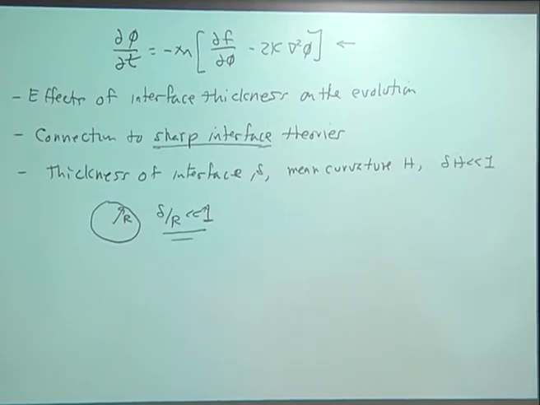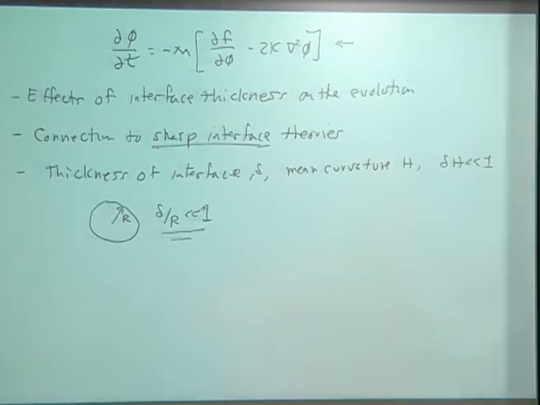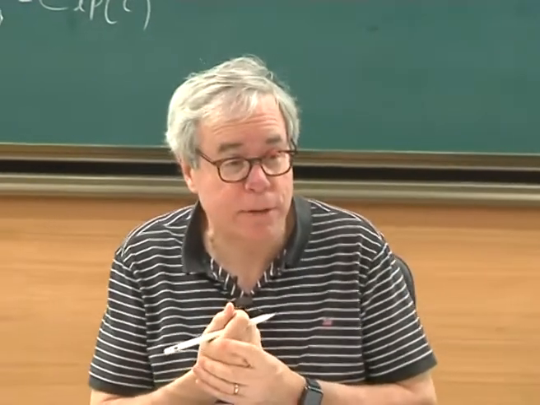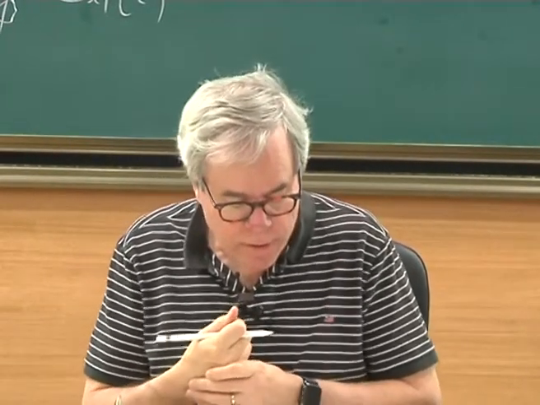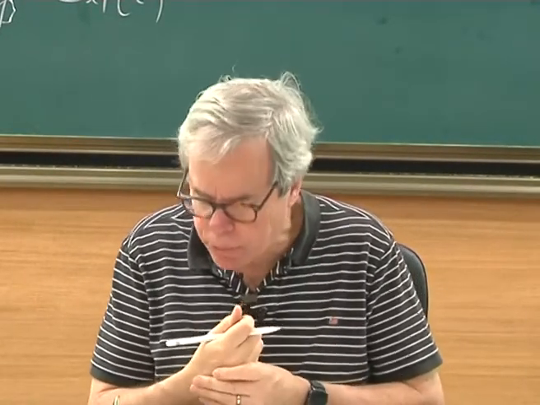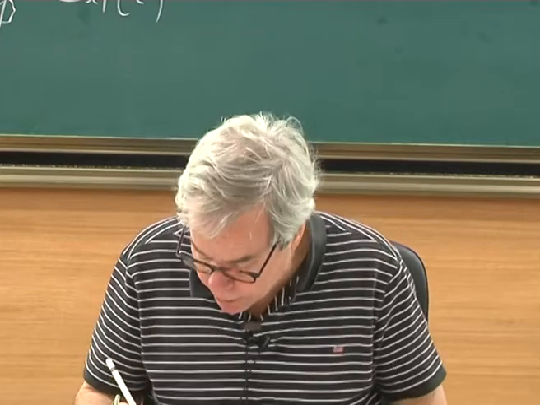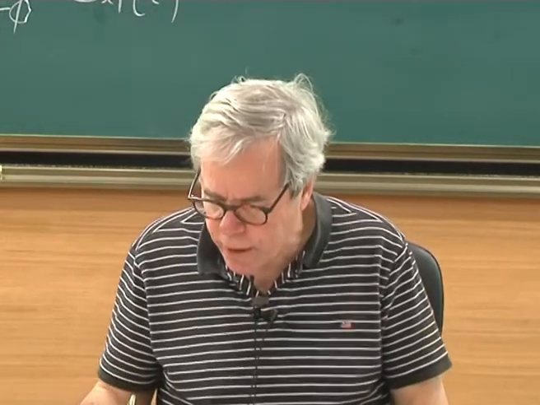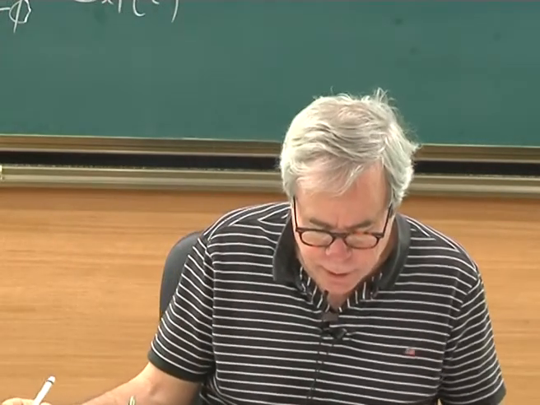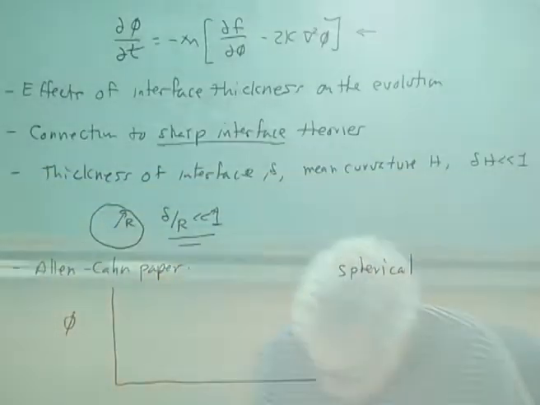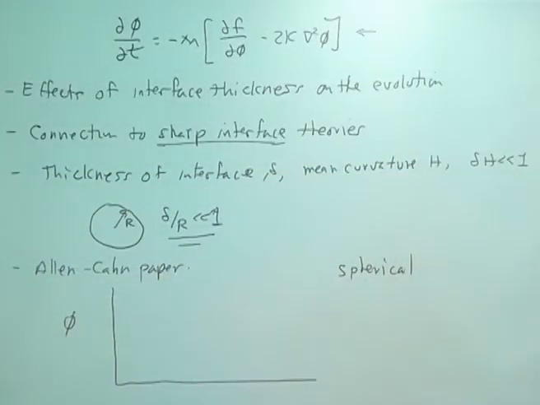There are a number of ways of doing it. I want to introduce you to a way of making this connection without doing any fancy asymptotic expansions. Mathematically, it's not that hard to do, and it follows what was in the original Allen-Cahn paper. You can find something that looks very much like this in the Allen-Cahn paper. Let me first illustrate what I mean by this sharp interface evolution.